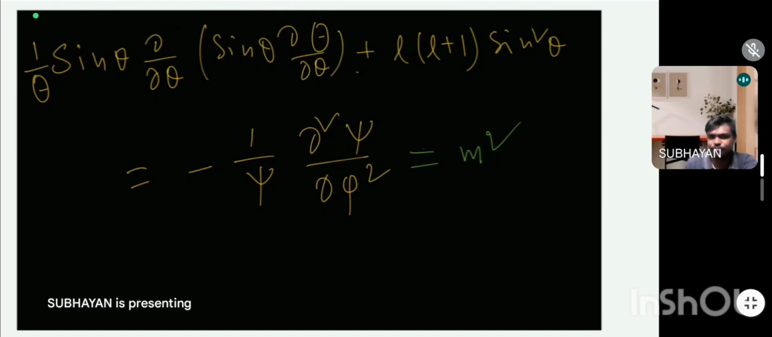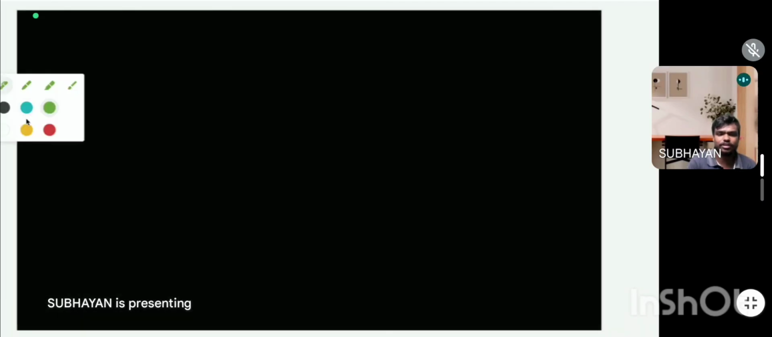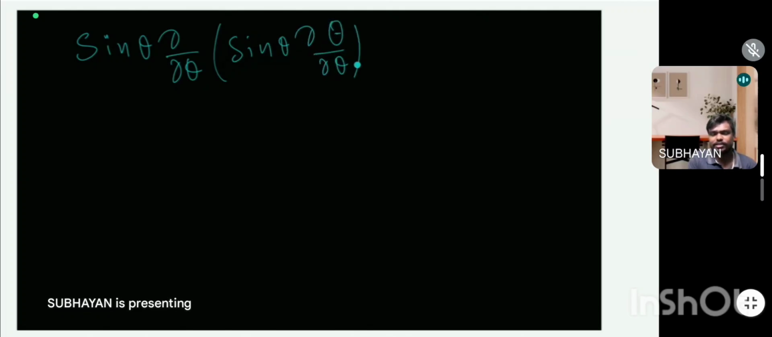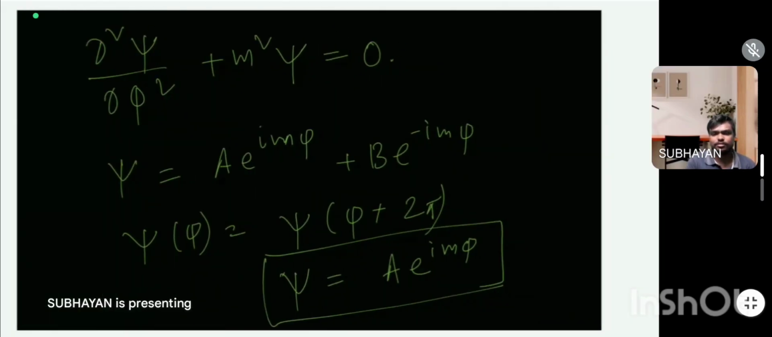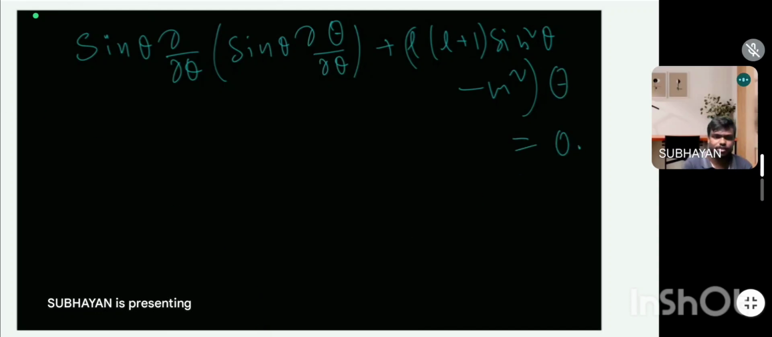Then the most interesting part is the theta equation. So the theta equation will be like: sin theta del del theta of sin theta del Theta by del theta, plus L into L plus 1 sin square theta minus m square, times Theta, equals 0. Okay. Now we need some coordinate transformation to solve this theta equation.